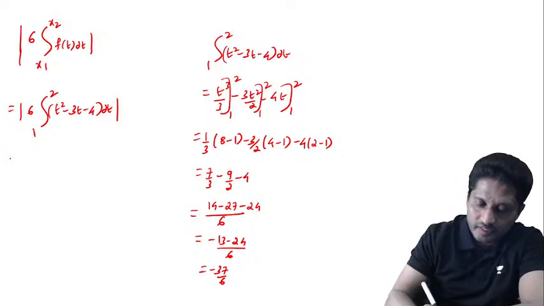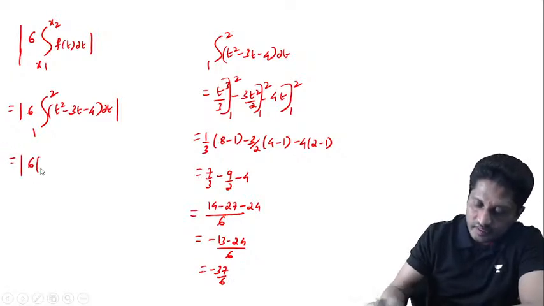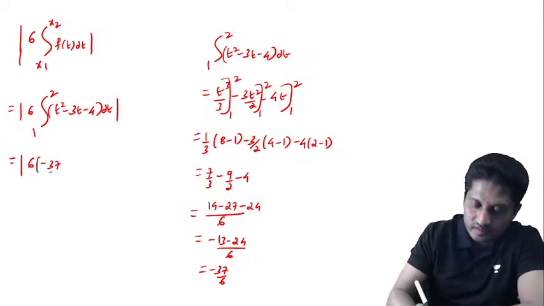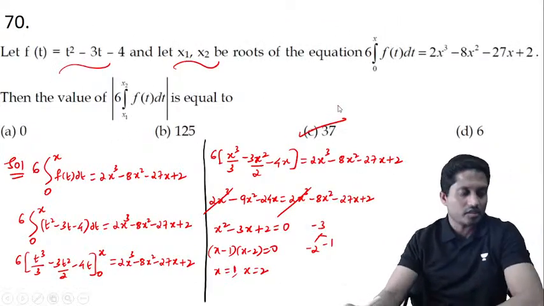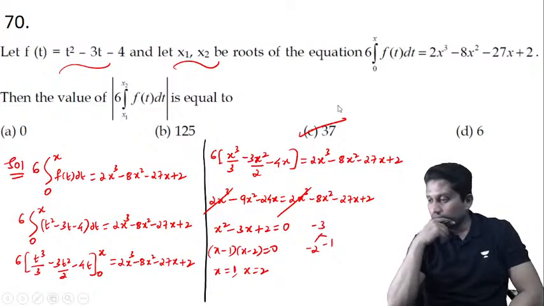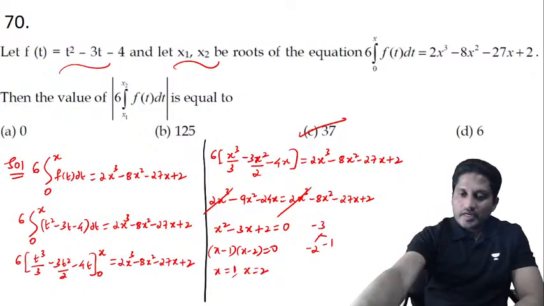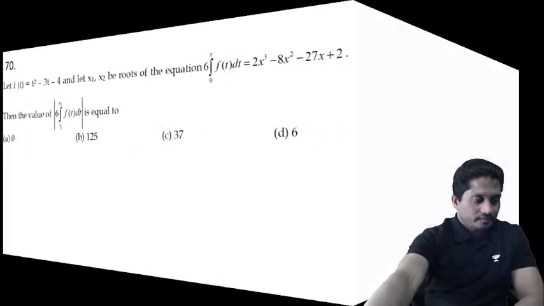Now if I substitute here, 6 times minus 37 by 6. 6 and 6 cancel. Mod of minus 37 is plus 37. Alright, answer is option C. This was asked in COMEDK, guys. Alright, let's move to the next question.